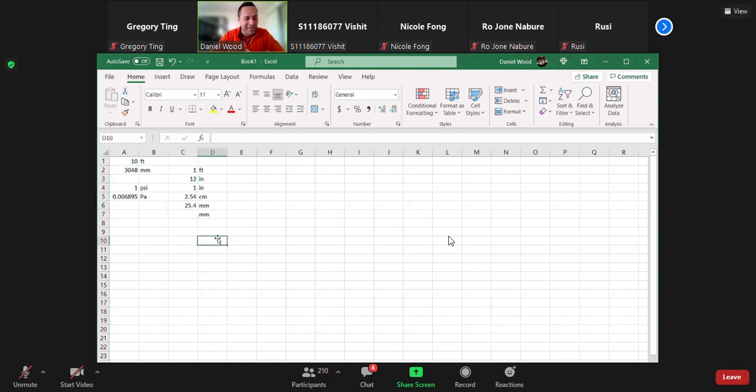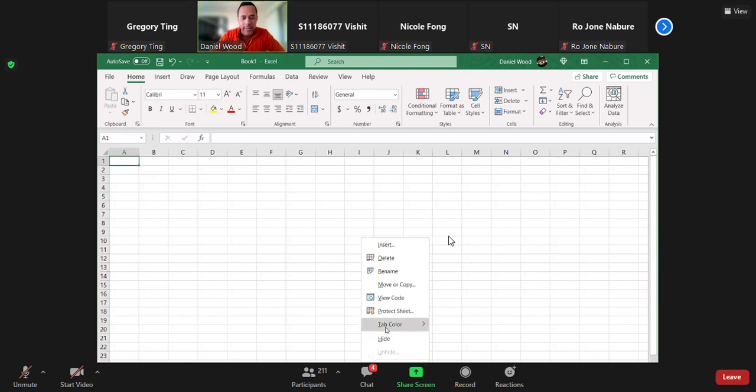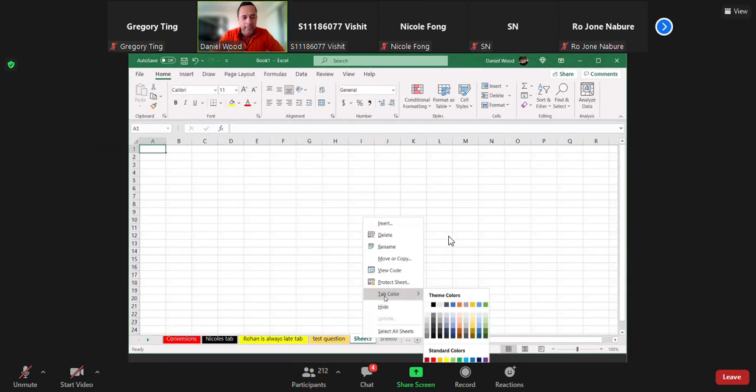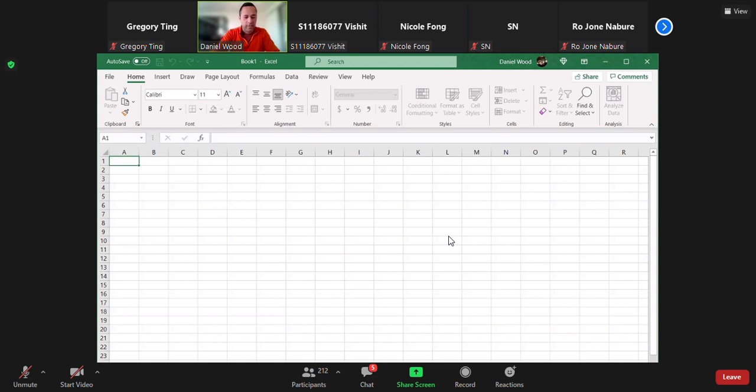25.4. Dwayne, change the colors. Oh my gosh, you're still back there. Just right click here, mate, and go tab color, see? And then you can change whatever Dwayne needs to concentrate. Tab. Okay.